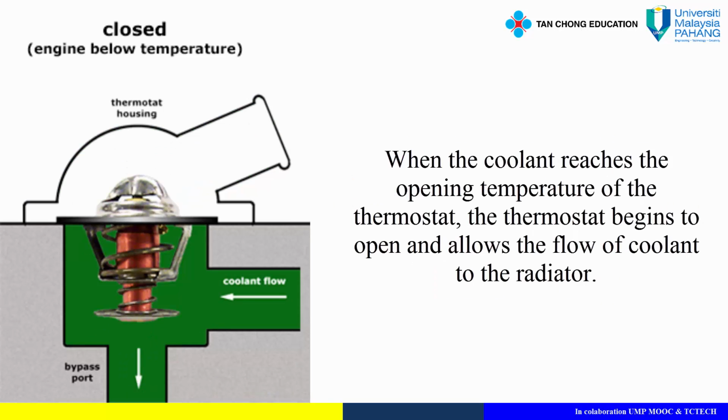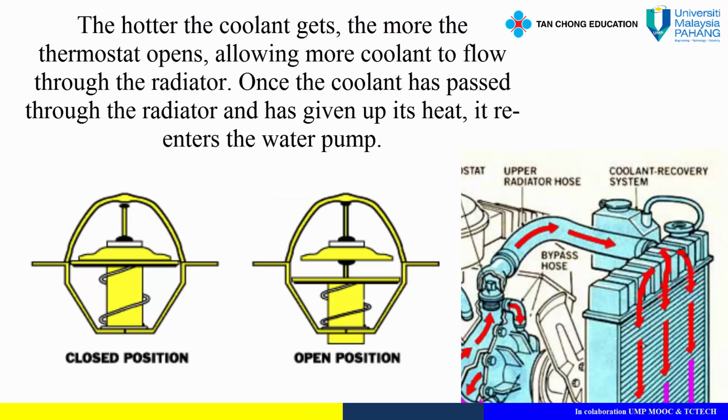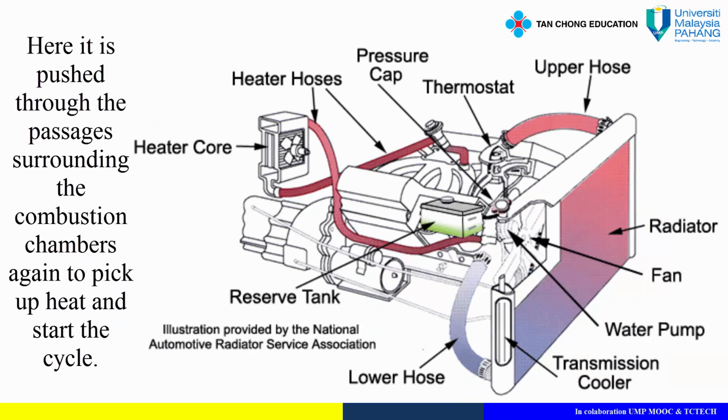When the coolant reaches the opening temperature, the thermostat begins to open and allows the flow of coolant to the radiator. The hotter the coolant gets, the more the thermostat opens, allowing more coolant to flow through the radiator. Once the coolant has passed through the radiator and has given up its heat, it re-enters the water pump. Here it is pushed through the passages surrounding the combustion chambers again, to pick up heat and start the cycle.